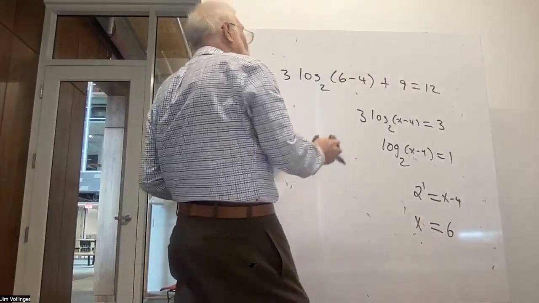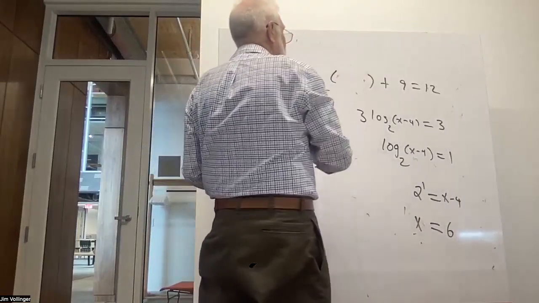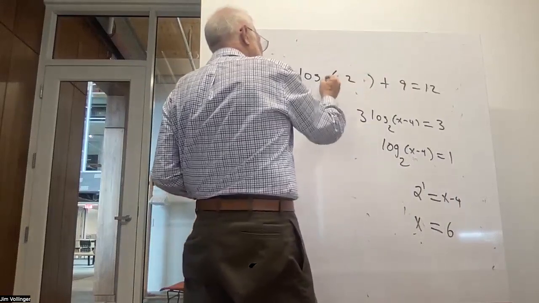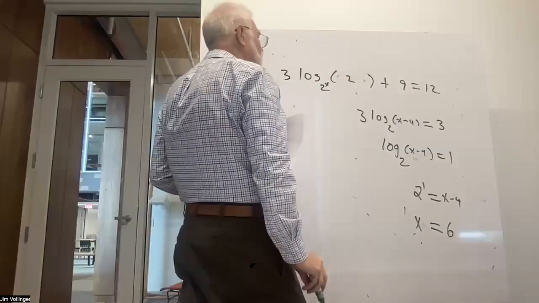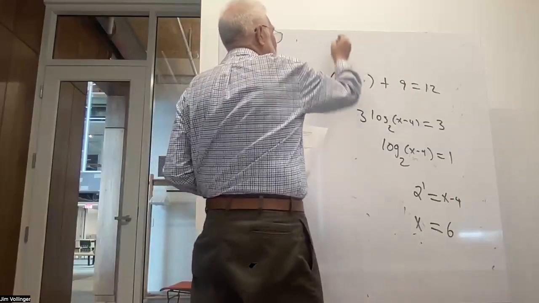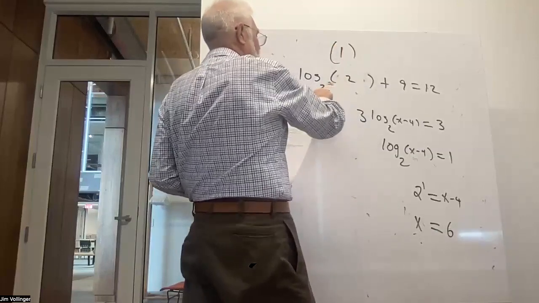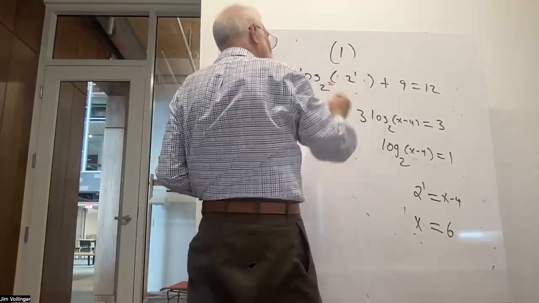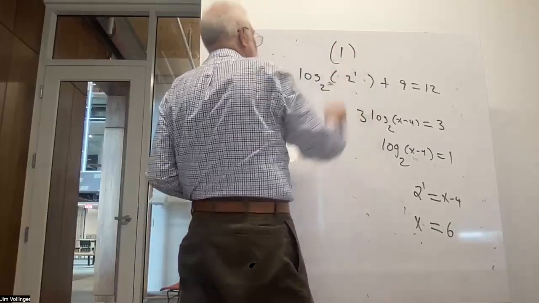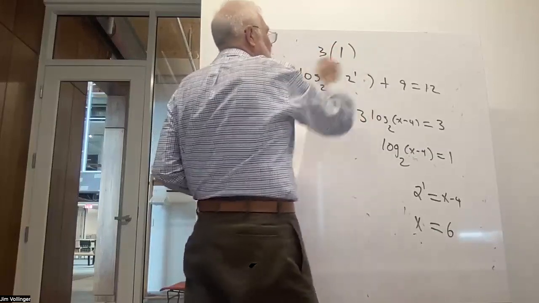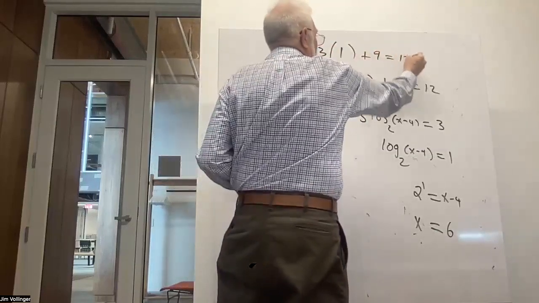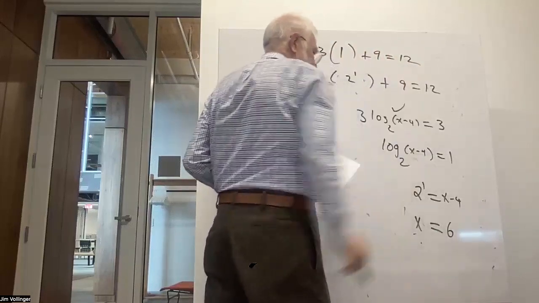6 minus 4 is 2. What's the exponent I put on top of the 2 to get a 2? I guess that's a 1. Now, the exponent on top of the 2 to get a 2, this is 2 to the 1. I guess I need a 1. And I'm multiplying that by 3, and I'm adding 9, and I guess that gets me 12. I guess the number 6 works.